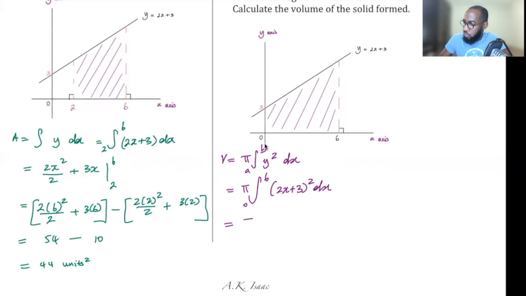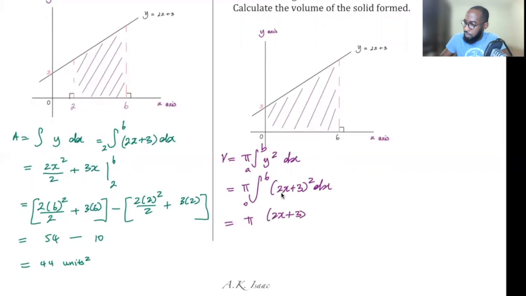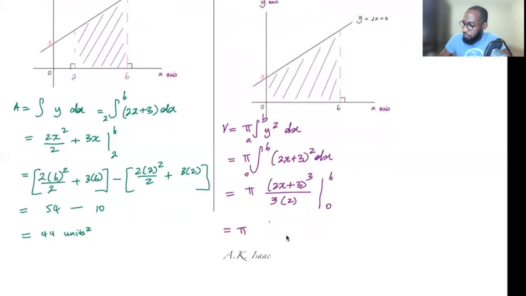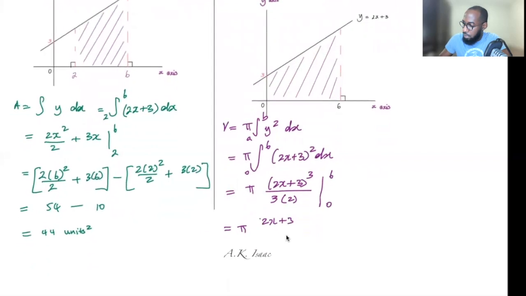All right, so when we integrate this here, we get (2x plus 3) cubed, because 2 plus 1 is 3. We put the cube below, and when we differentiate the inside, the differential of 2x is 2, the differential of 3 is 0, so you just have 2 here. And we have it between 6 and 0. So just to simplify it a little further, this is what we have here, between the limits 6 and 0.